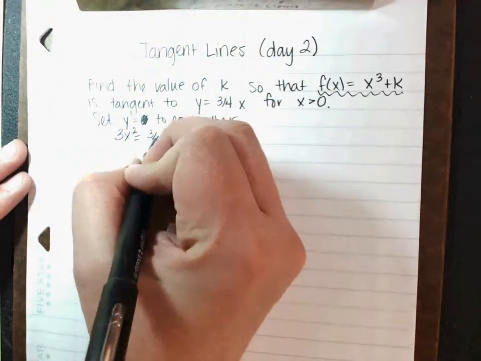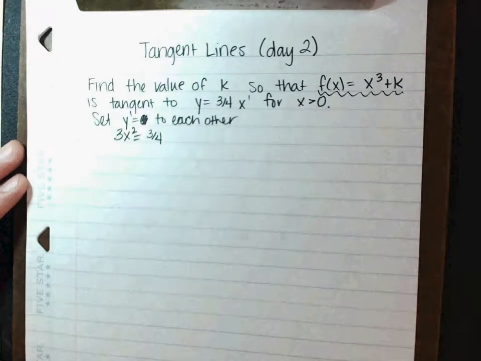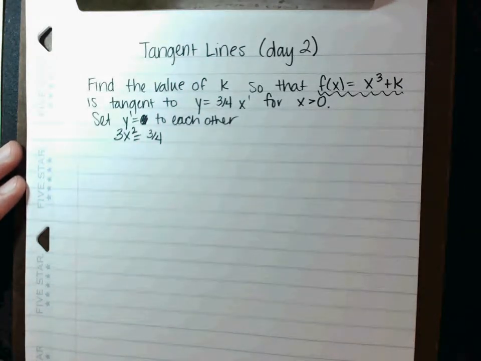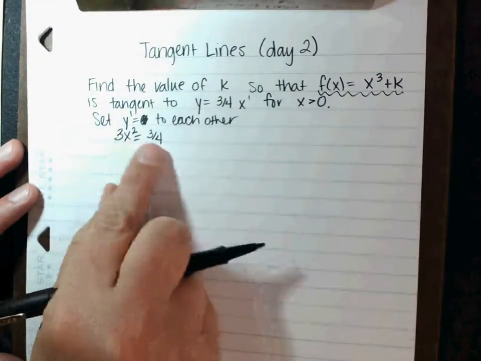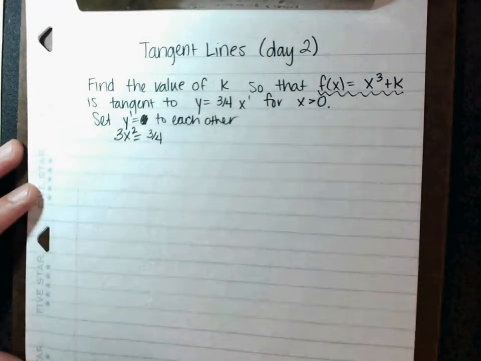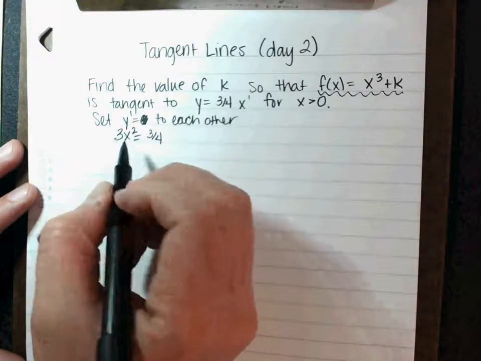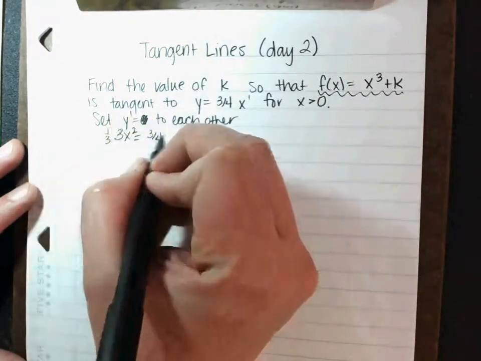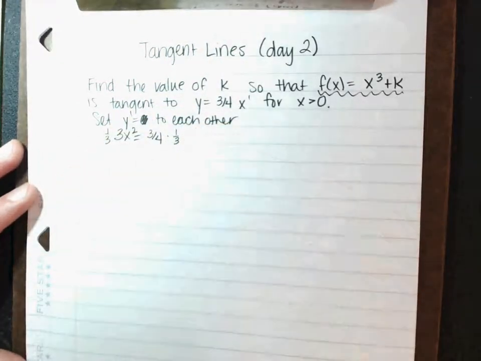3/4. Very good, because remember that would count as x to the 1. So you times the 1 down, the 3/4 stays the same, then take away 1, then it's x to the 0. Okay, then from there I need to find where their slopes are the same. So from here, divide by 3 on both sides or multiply by 1/3, however you would rather think about it.